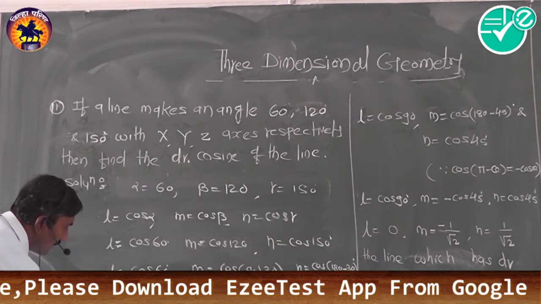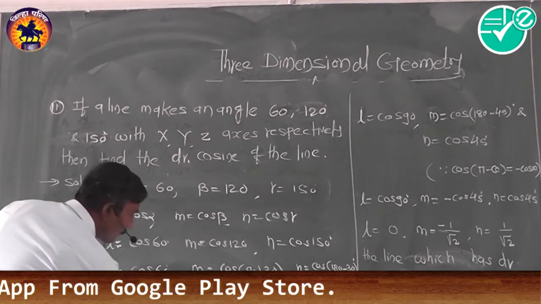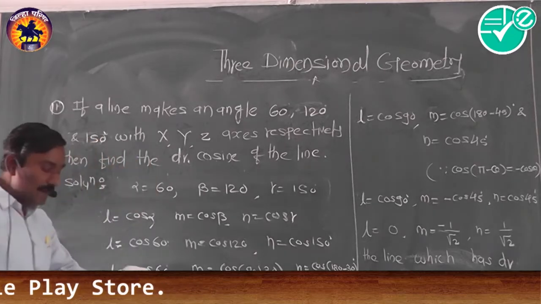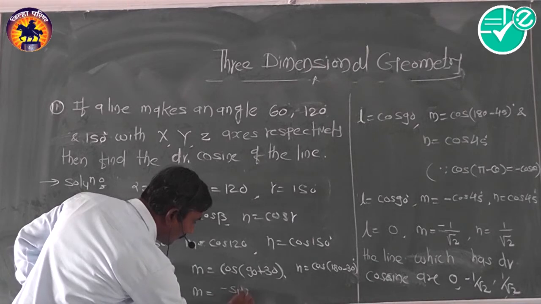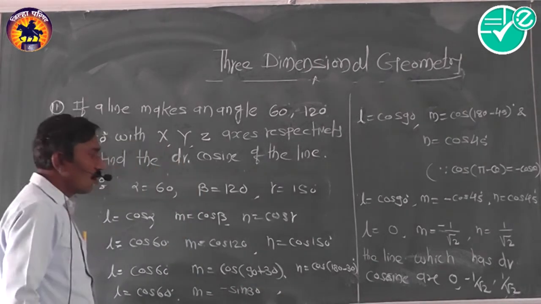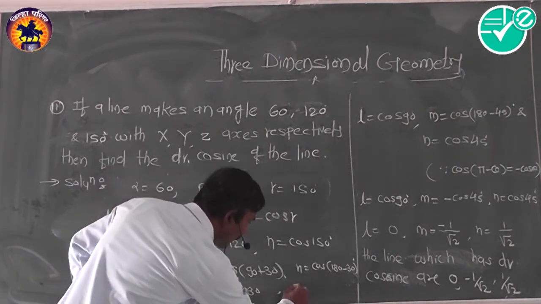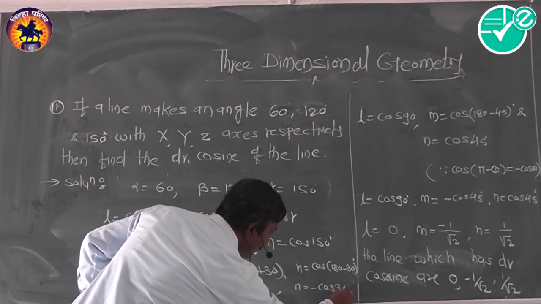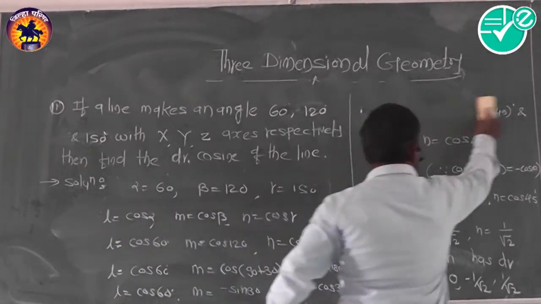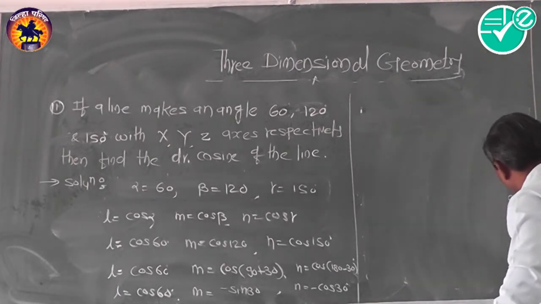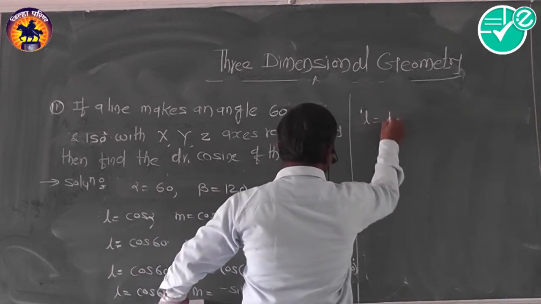So this becomes L is equal to, as it is, cos 60. Now here m, cos of 90 plus theta means minus of sin theta, and that cos pi minus theta, what is my pi minus theta? That is minus of cos theta. So our answer is cos 60, L is equal to 1 by 2.